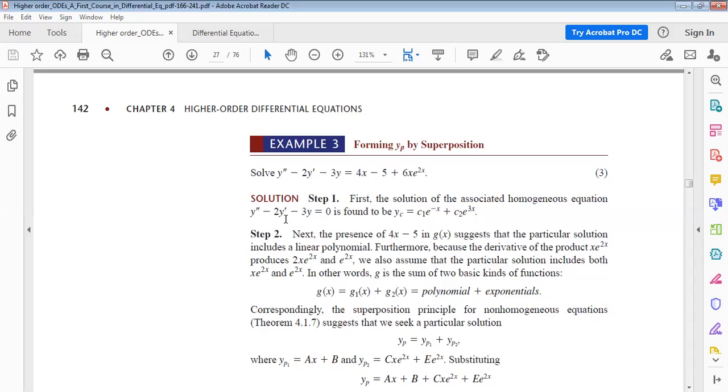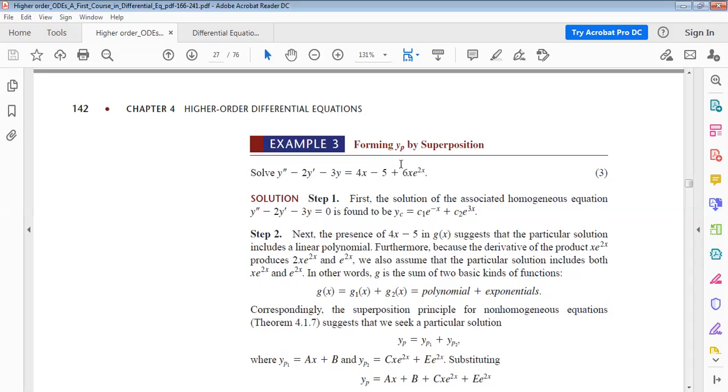Now if e to the power mx is the trial solution of this, then it will become m squared minus 2m minus 3 equal to 0. Then solving for m, we get two roots: one is m equals minus 1 and the other is 3. So the complementary function will be this. This is the constant coefficient method from our previous lecture.